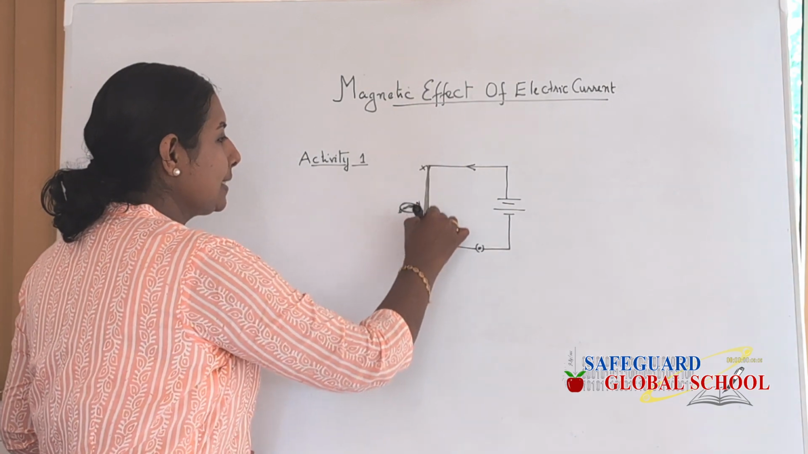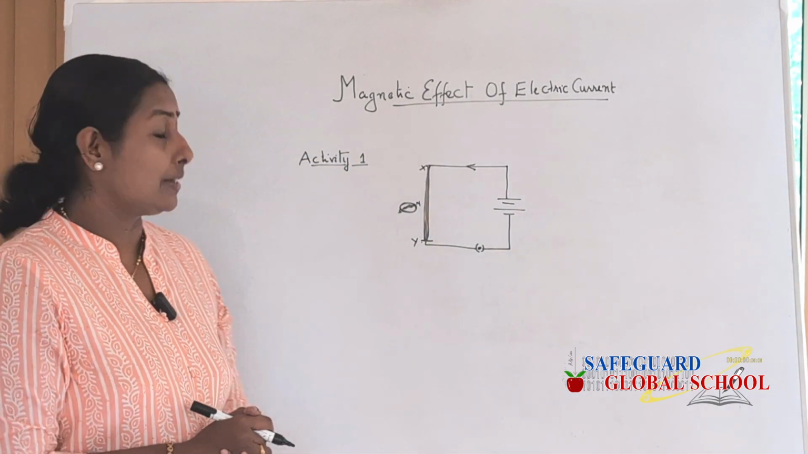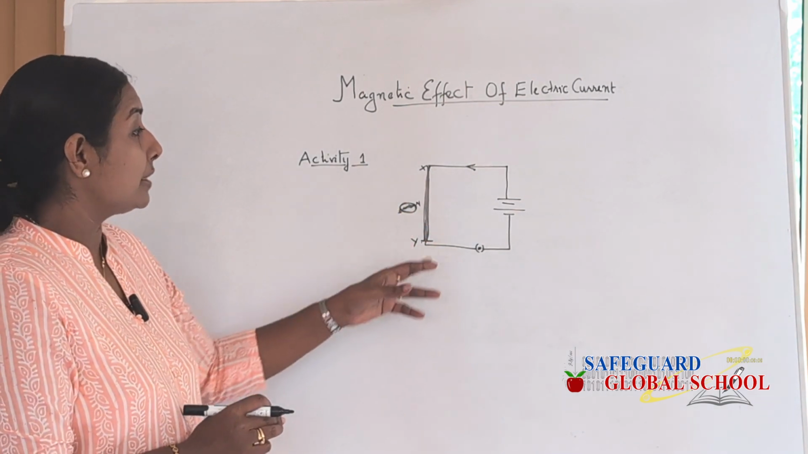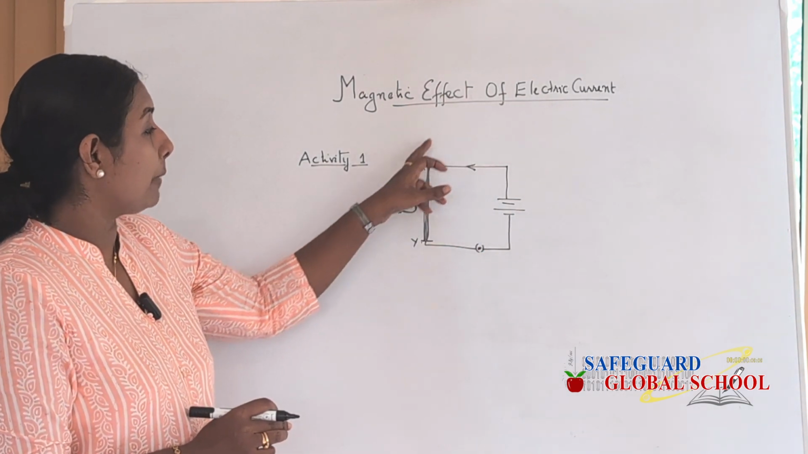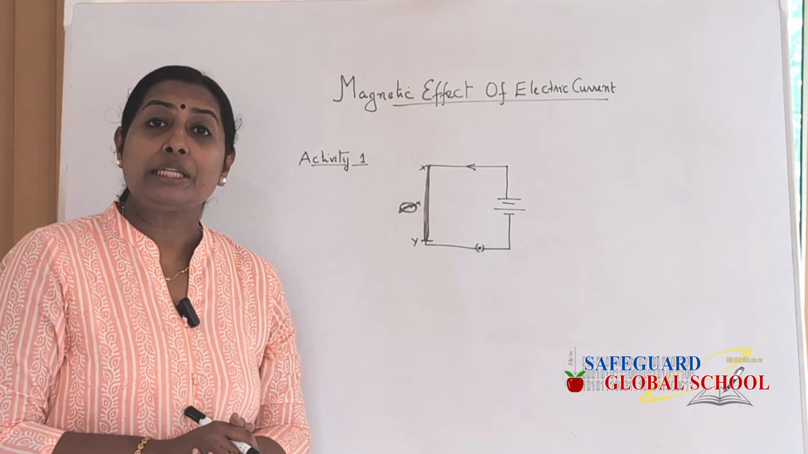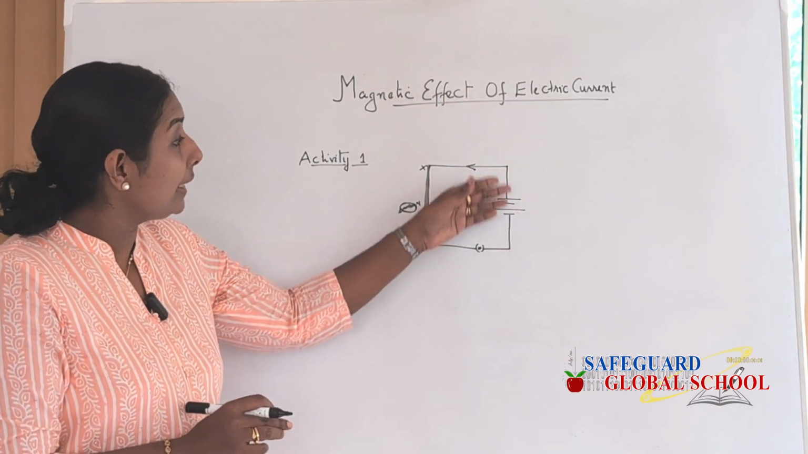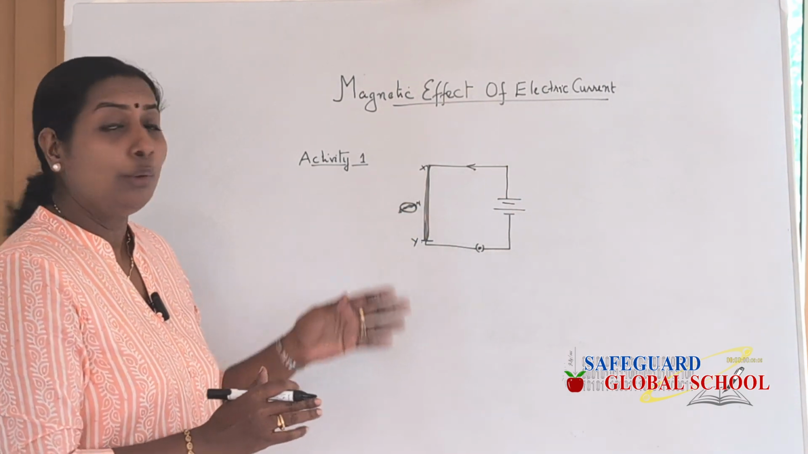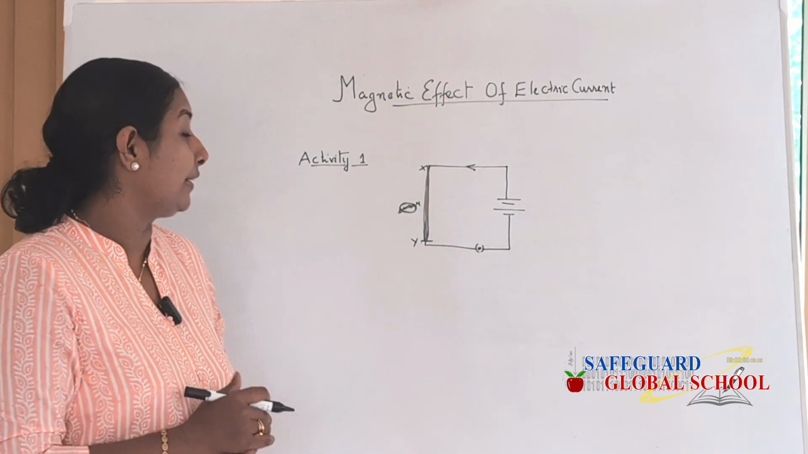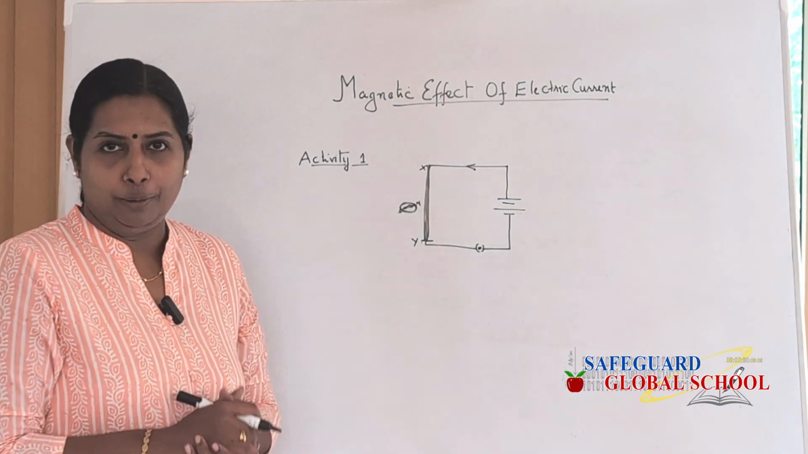So this first experiment like this was done by Hans Christian Ørsted. He noted that whenever a current was passed through this conductor, a compass needle placed near it showed a deflection. So he increased the current, and the deflection was more in that case. And when he switched off the current, there was no deflection.